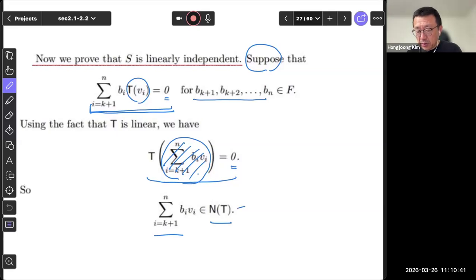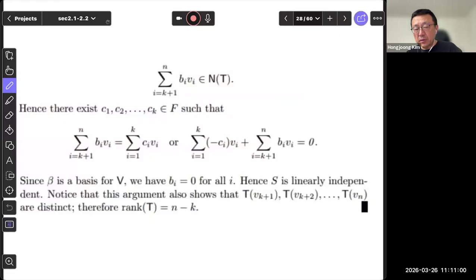The basis was v1 up to vk. So if I have any vector in that space, that vector can be written as a linear combination of v1 up to vk, right? So that means this vector can be written as a linear combination of v1 up to vk. Okay, right? So that means we can find some numbers such that this equation is satisfied.